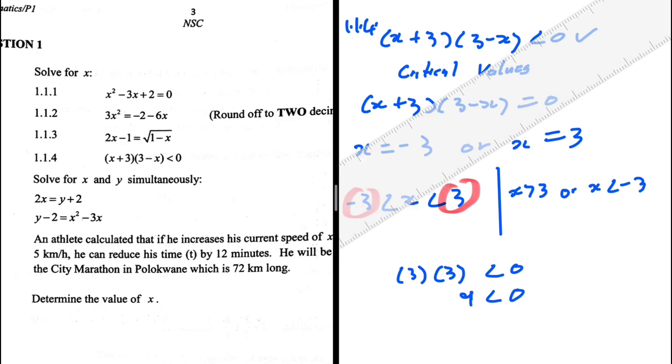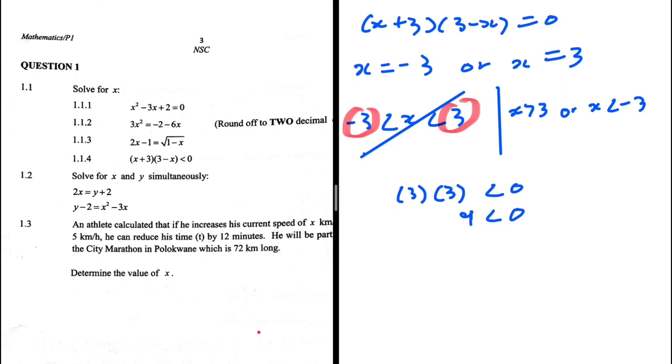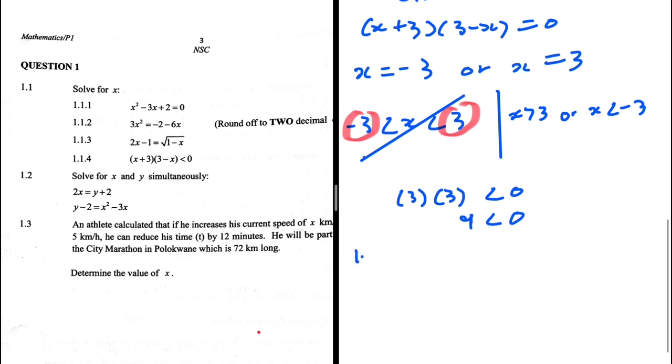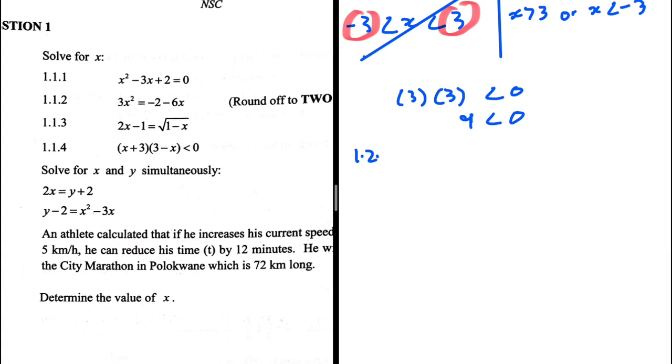So we can cancel it out. That is 1.1.4. Let's take a look at 1.2 and see what is happening here. So solve for x and y simultaneously. The first equation, 2x is equals to y plus 2.